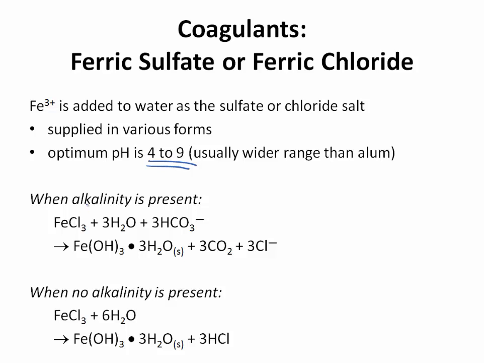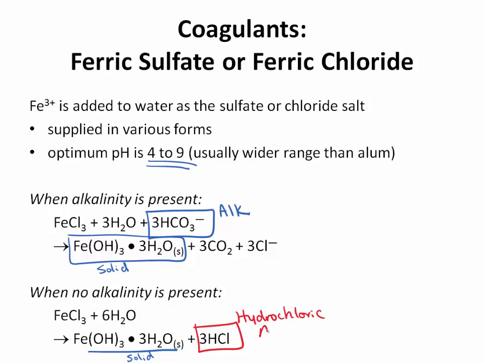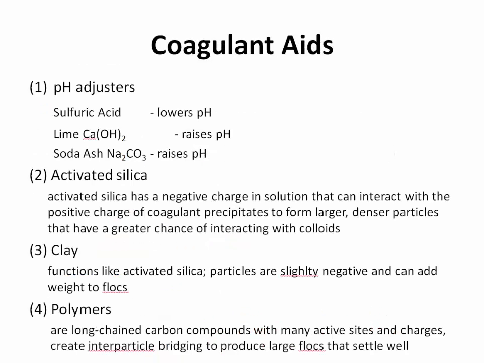So when alkalinity is present, alkalinity being shown here as bicarbonate, ferric chloride reacts with water and bicarbonate to produce the solid ferric hydroxide and then chloride ions and carbon dioxide. When alkalinity is not present, ferric chloride reacts with water to produce the solid and hydrochloric acid, and this also produces a pH drop. In addition to the chemical coagulant, there are 4 types of coagulant aids.